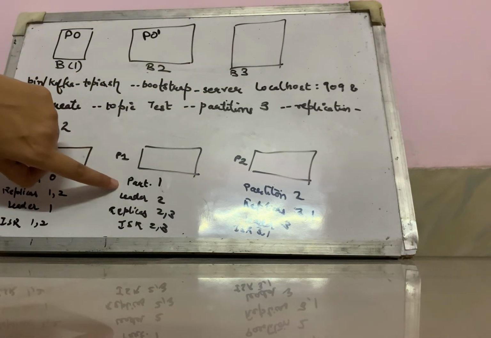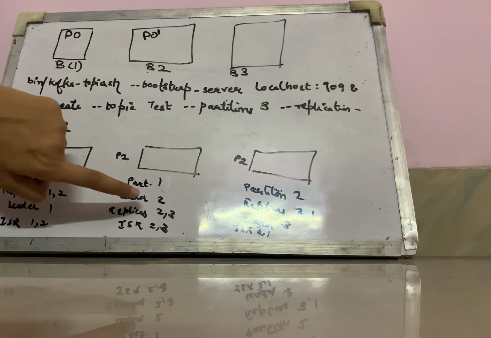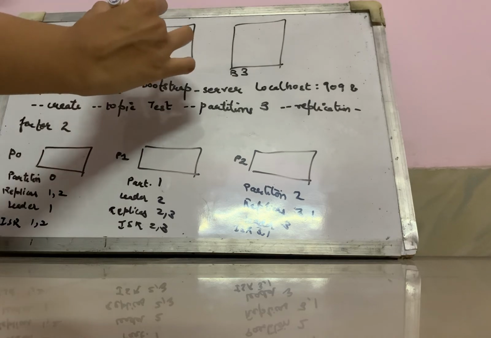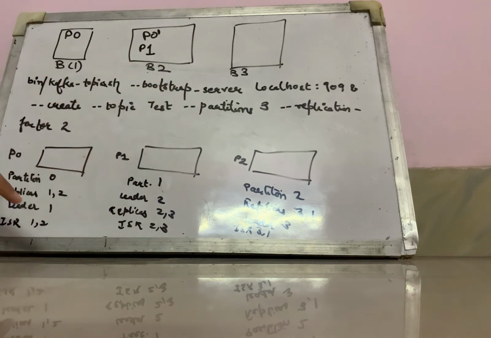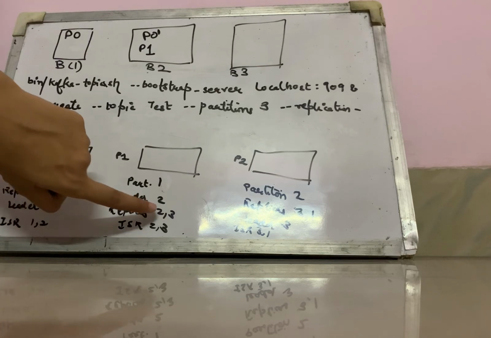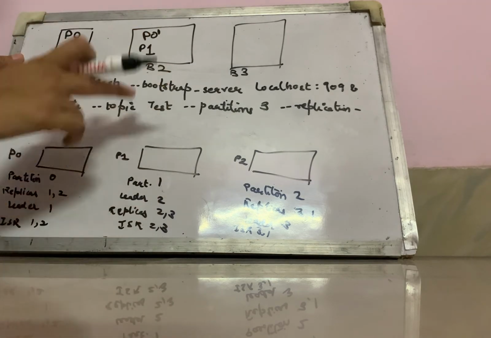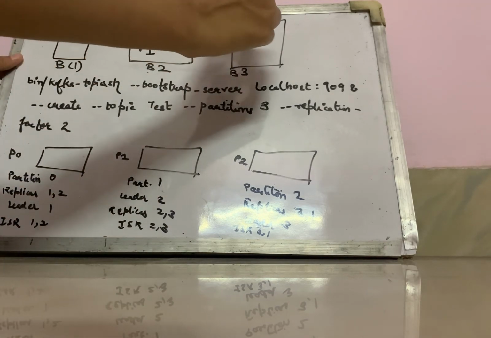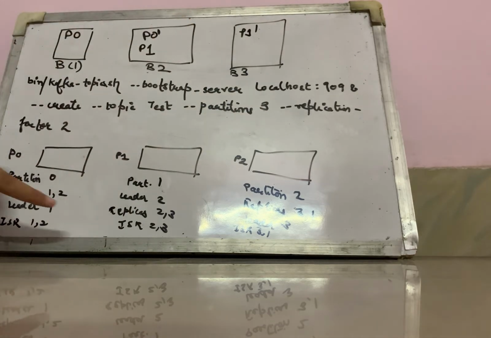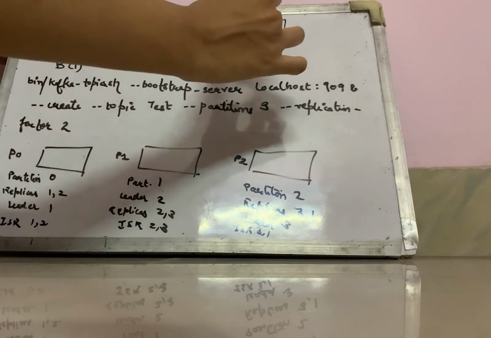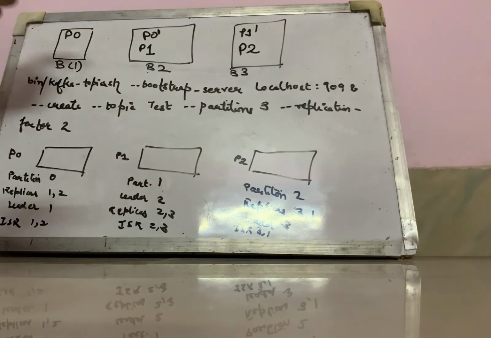Then partition 1 will be present in the second broker, where it is acting as a leader. Here partition 1 will be present, and its replicas will be in 2 and 3. This replication is automatically done by this command. So its replicas will be in 2 and 3. And here partition 2 will be the leader on broker 3, and its replicas will be present in 3 and 1.